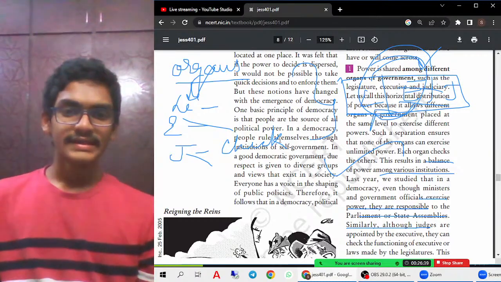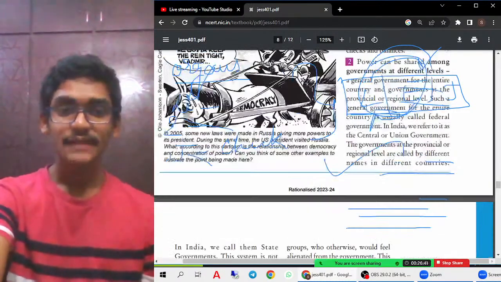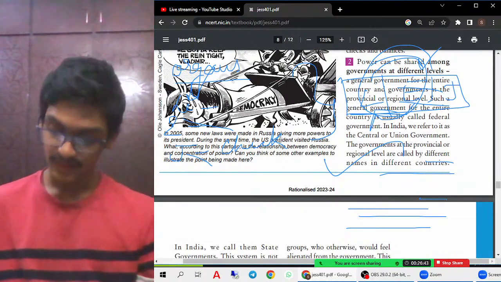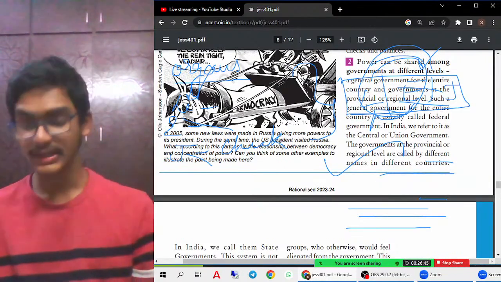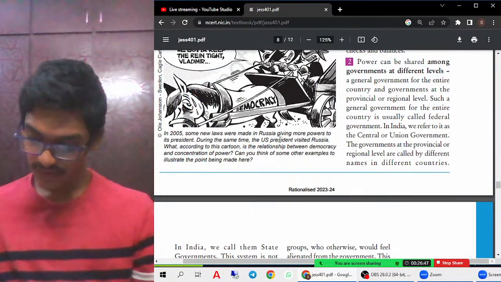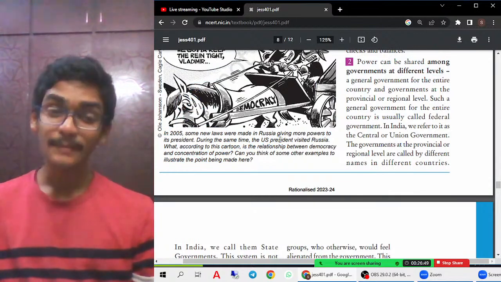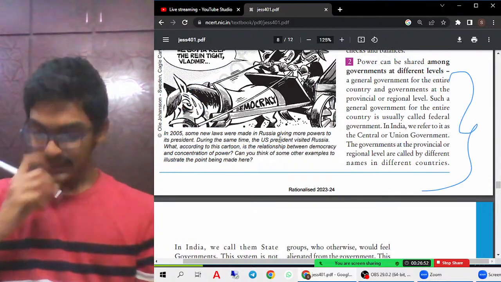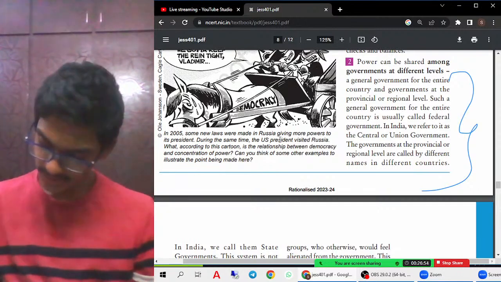Okay, then let us try to understand the power sharing in the different levels of government. Before, we have seen the power sharing in the different organs. Now let us see the power sharing in the different levels. If you see here, the power is being shared among the different levels. That is, the first level is the central government.